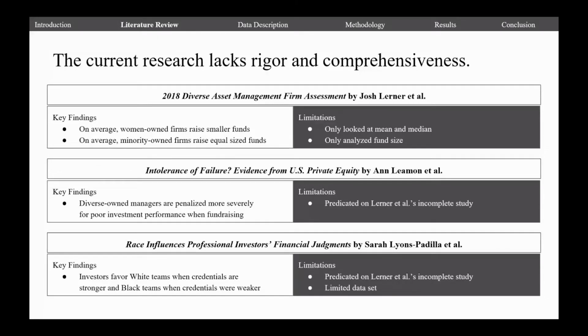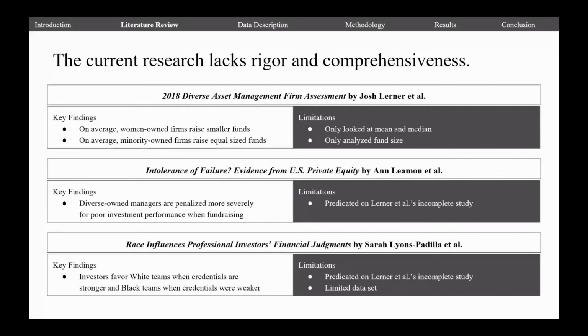The second relevant study is Intolerance of Failure by Ann Lehman et al. Lehman actually worked with Lerner on this study and found that diverse-owned managers are penalized more severely for poor performance than their counterparts when fundraising. However, she largely built her research on Lerner's study, and thus, like Lerner, she broadly focused on fund size as the key measure of fundraising performance, rather than considering other measures.